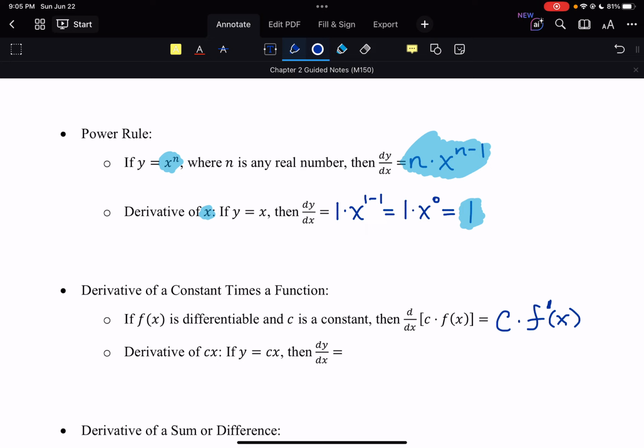So you can pull constants out of derivatives. You can also move them in. You can go backwards, move them back into the derivative. So a commonly used case of this, if you have c times x, the derivative of x is 1. So you just get c times 1, which is just c. So the derivative of cx is just c.